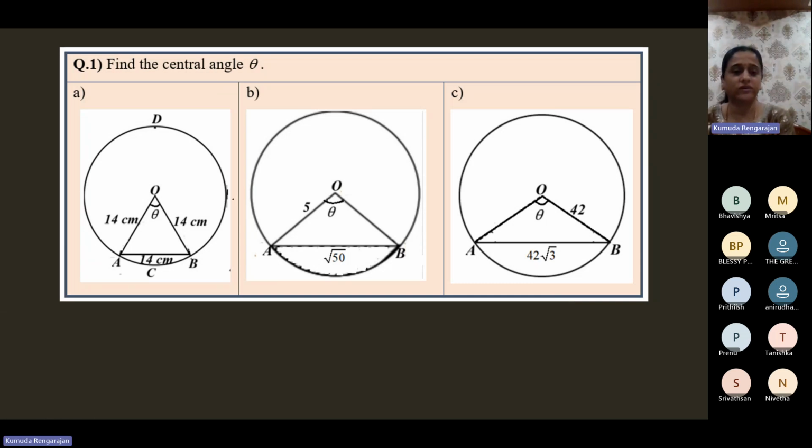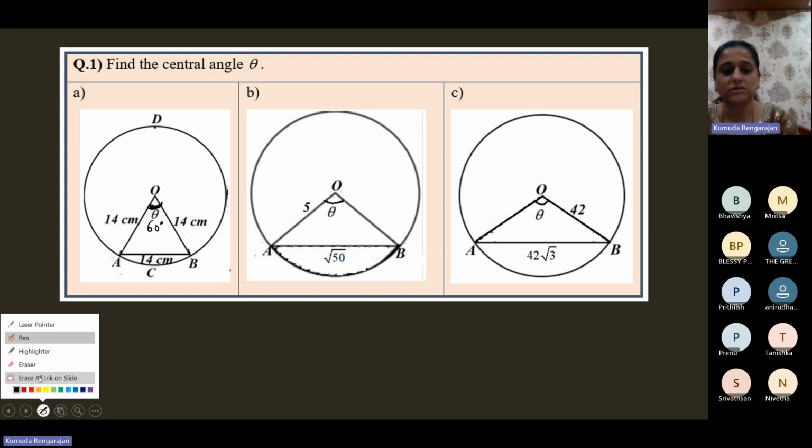In the first figure, what's the value of theta? Okay, it's 60 degrees because AOB is an equilateral triangle. You can see every side of the triangle measures 14 centimeters. So therefore, theta is equal to 60 degrees.